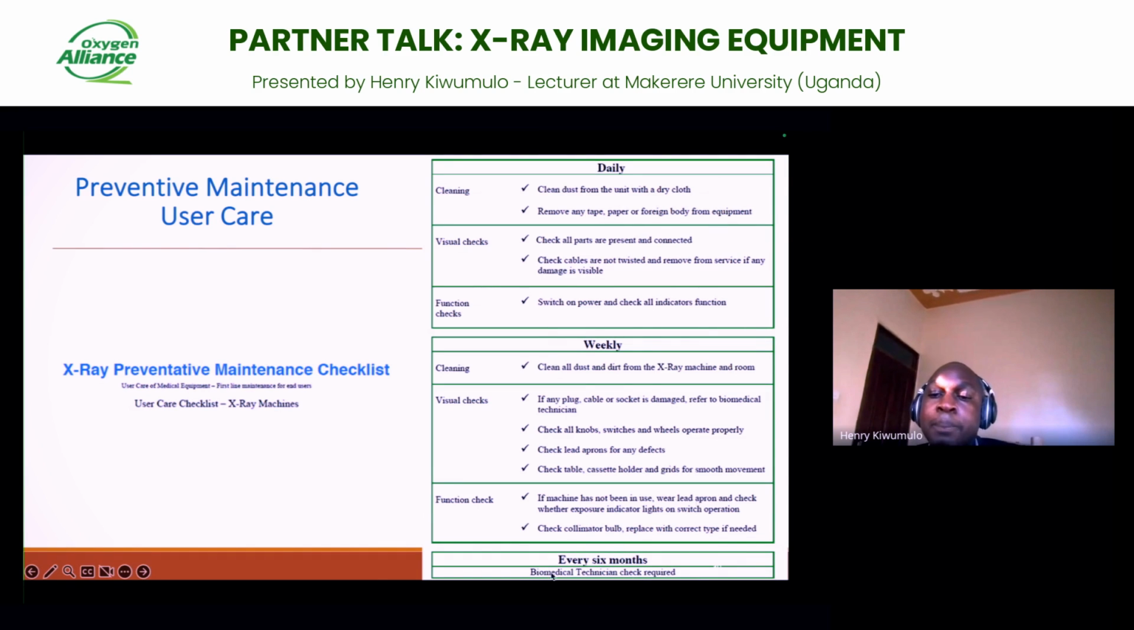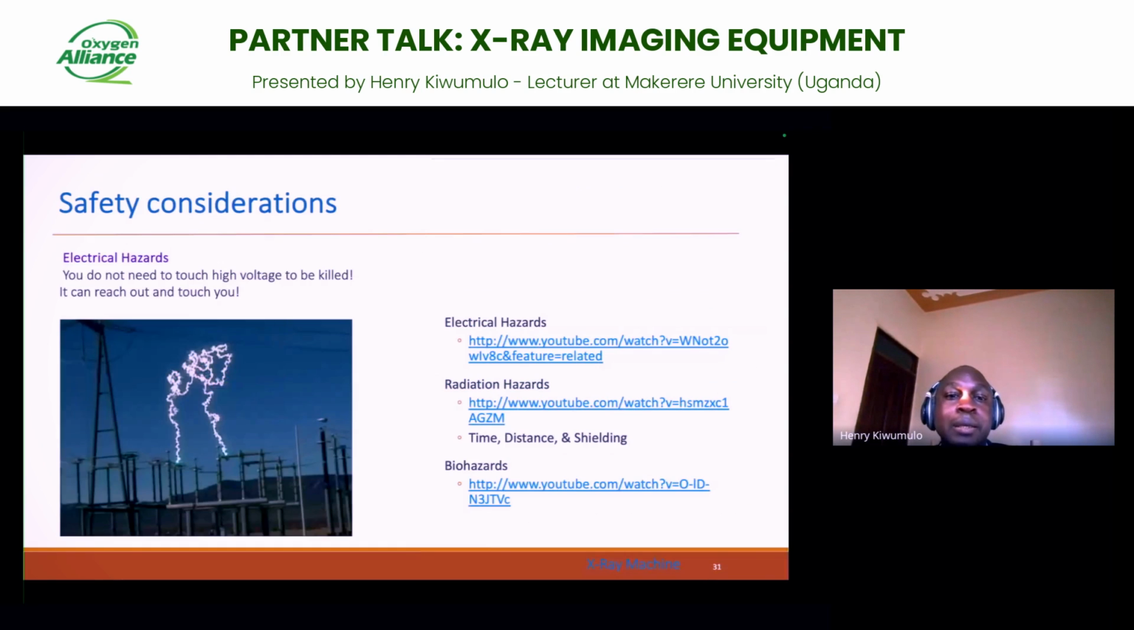Now, of course, the key important thing is the 6 monthly. So this might be called a standard PM, which may require a biomedical technician who is well experienced to be able to check on the details where possible. Still, safety is very important.